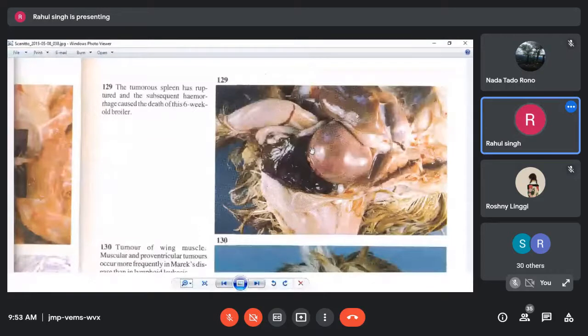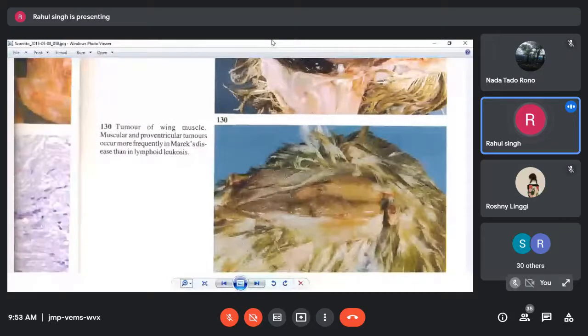And you can see the musculature is pale. Pale means as if the bird has been slaughtered and bled out. But you can see here the spleen is there, which is enlarged, tumorous, and it has ruptured, giving out the severe hemorrhages.